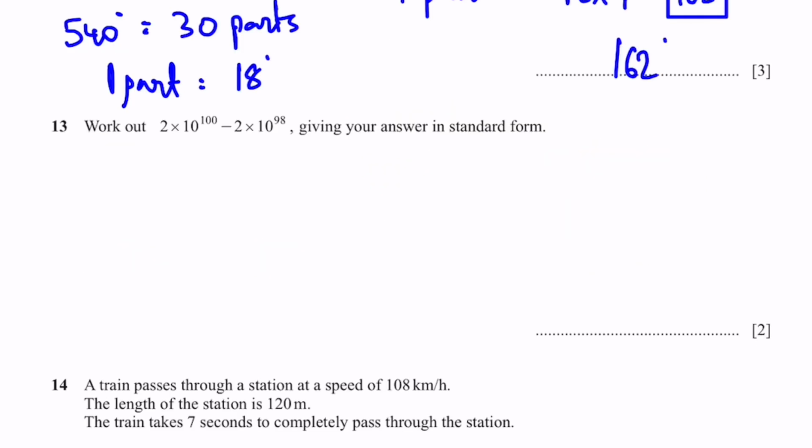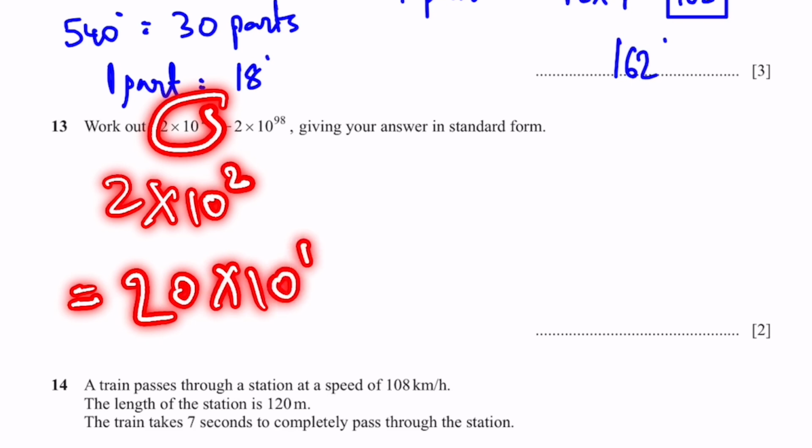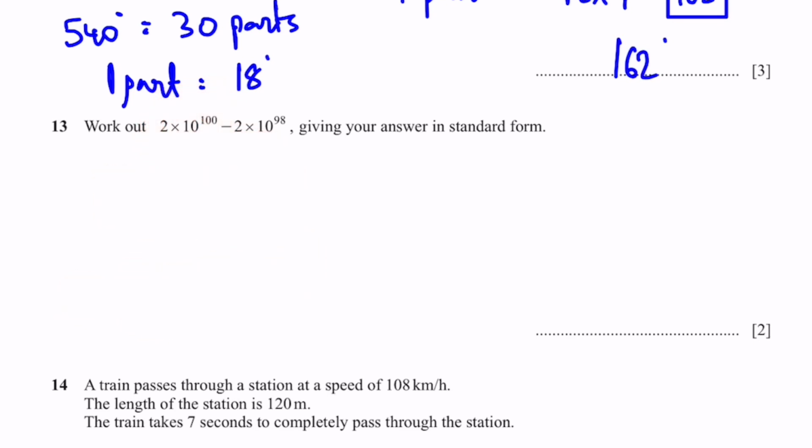Question 13. Work out 2 into 10 power 100 minus 2 into 10 power 98, giving an answer in standard form. So first, let's make the powers of the tens same. Doing this, we can transfer 2 of these into the digit here. How? Let's take a similar example. 2 into 10 to the power of 2, representing this. That's the same as 20 into 10 to the power of 1, right? We subtract 1 from the power and add a 0, because there's 1 0 needed.